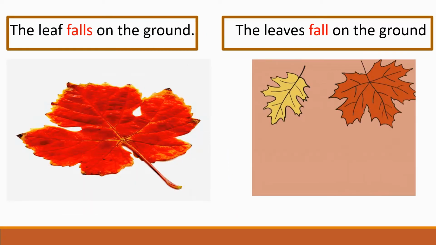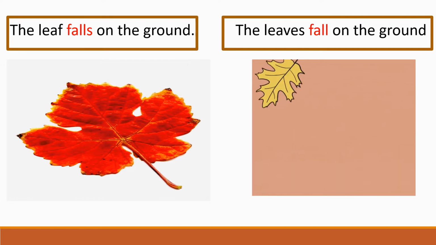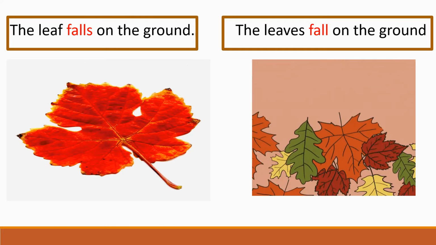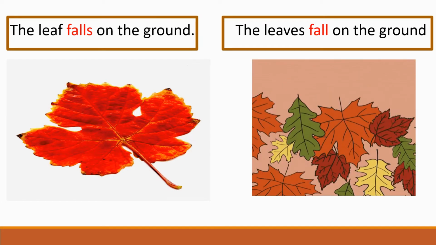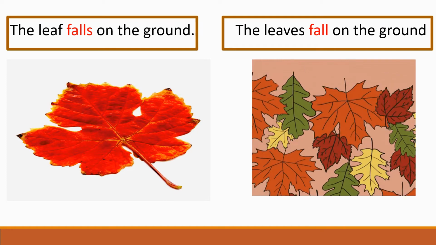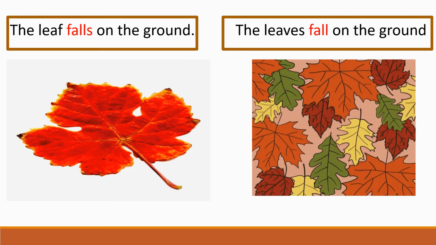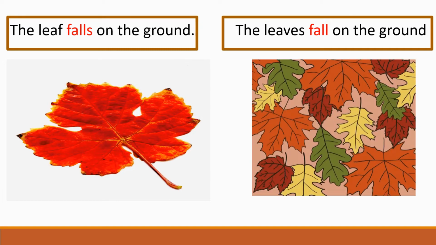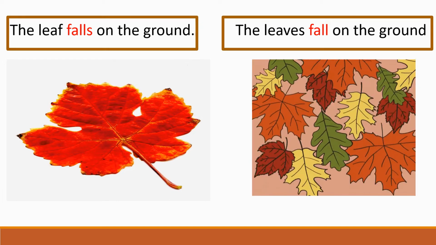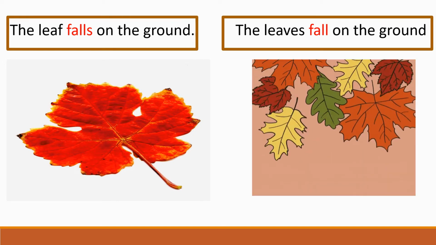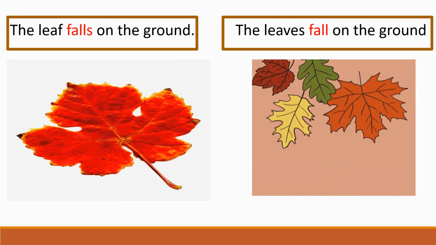Let's see this sentence. The leaf falls on the ground. So student, here which is the action word? Yes, correct. Falls. Falls is an action word. Now here the noun, that is leaf. So leaf means one leaf. L-E-A-F. Leaf means one leaf. So if the noun is singular, then we have to add s to the verb. Okay.